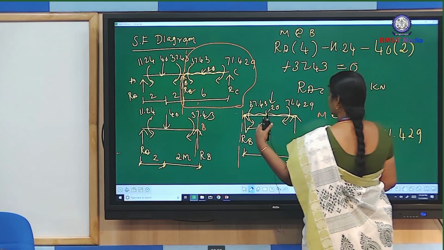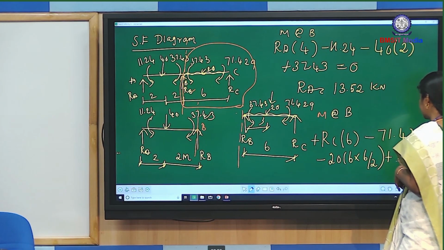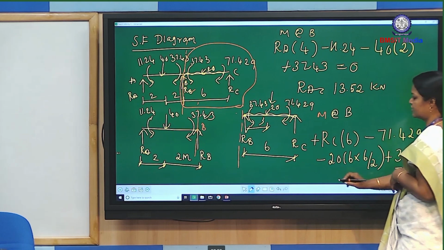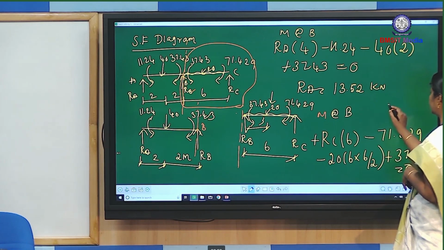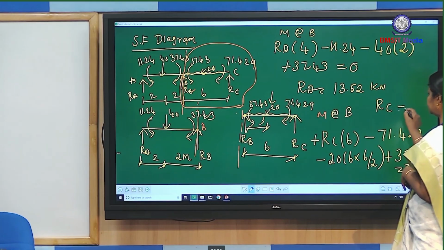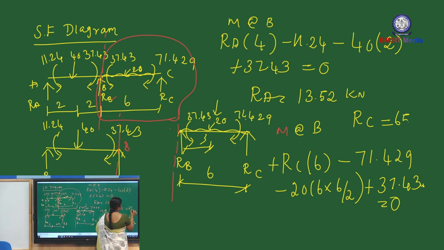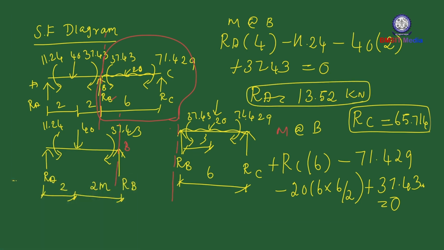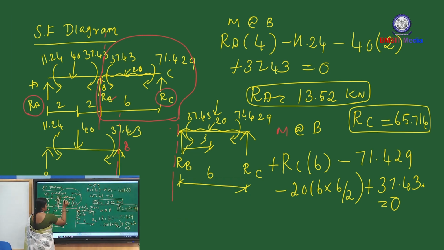Then again, we have to add this anti-clockwise moment. Sorry, the section is the left side. Anti-clockwise moment is positive, that is 37.43 equal to 0. Here the section is left side, not right side. So now, solving this equation, we can find out RC. RC equal to 65.714. Out of 3 unknowns, we have determined 2, that is RA and RC.